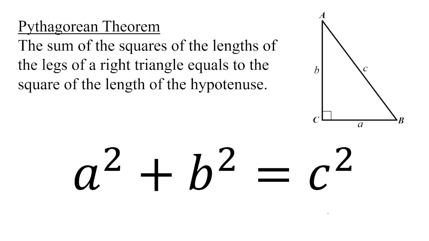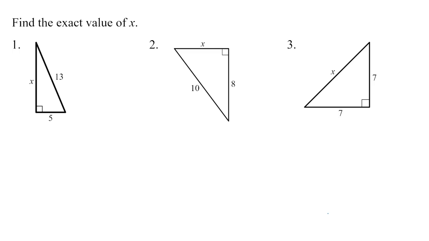So what I want to do is show you examples of how the Pythagorean theorem is used. Let's say you are to find the exact value of x. Number one, the first thing you want to do is label your sides as A, B, and C. And C will always be your hypotenuse. Your legs are A and B. It doesn't matter which one you label as A. It doesn't matter which one you label as B.